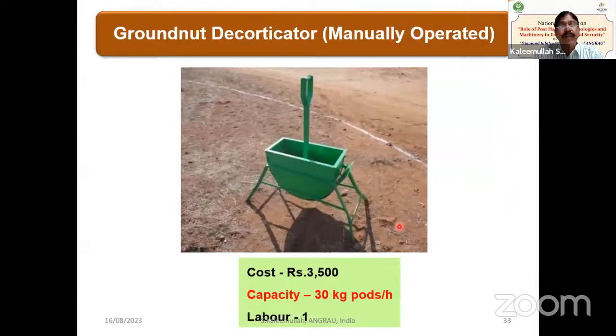Now, this is a very simple device, a groundnut decorticator, which is required by the farmers. Its cost is only 3,500 to 4,000 rupees, and it will decorticate the groundnuts. It means finally we'll get the kernels, and its capacity is 30 kg pods per hour.